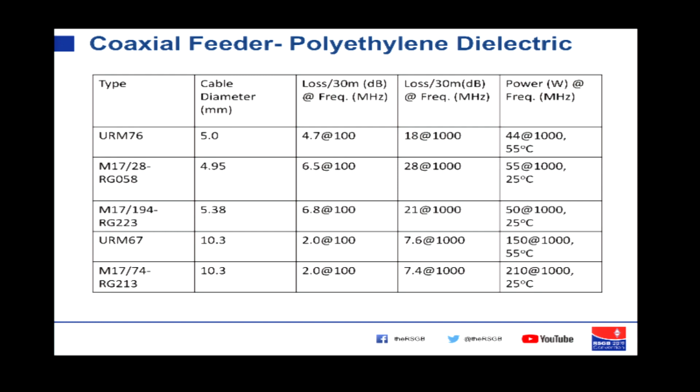So these aren't going to be any good for our feeders, because for 30 meters of the stuff, even at 100 megahertz, the losses are far too high. URM 67, which is much the same as M17/74, RG213, might just about do it, certainly for portables and short bits of coax. That's quite useful.